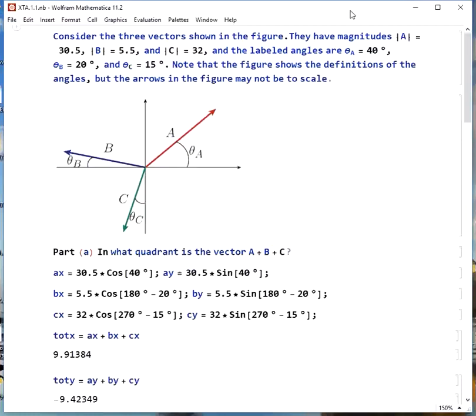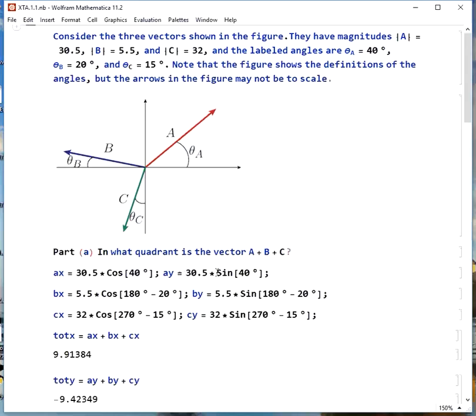Consider the three vectors shown in the figure. They have magnitudes a equals 30.5, b equals 5.5, and c equals 32, and the labeled angles are theta a equals 40, theta b equals 20, and theta c equals 15. In what quadrant is the vector a plus b plus c?